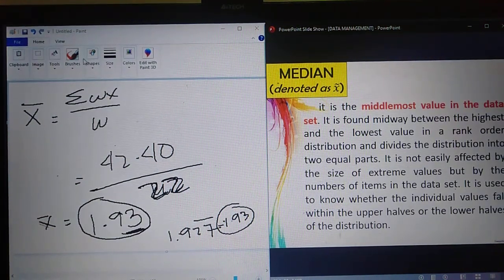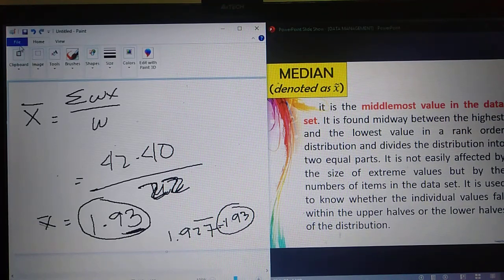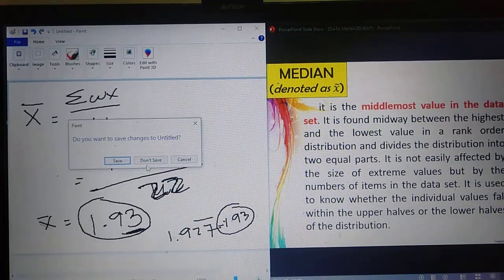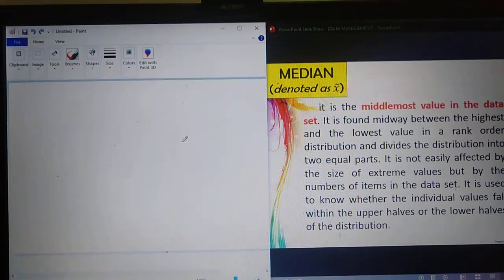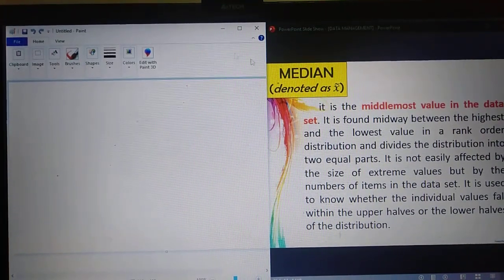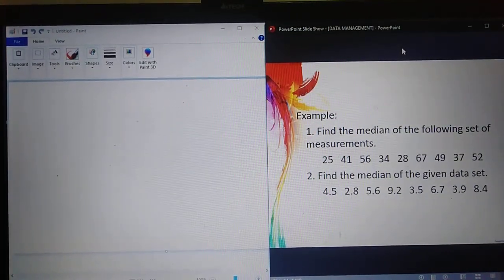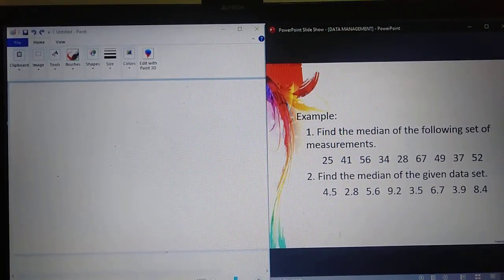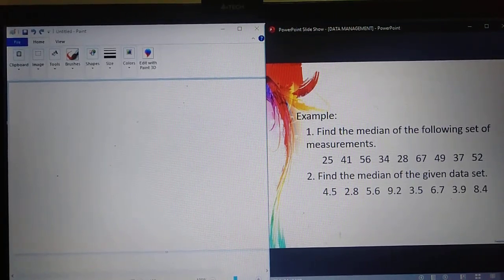When we say median, it is the middlemost. Yun lang yon. Middlemost number, that is the median. So paano mag-solve ng median? Hindi basta-basta ilagay mo yung sagot. Sa example number 1, since ang median lang naman pala is middlemost, hindi porket ganyan na, kukunin mo yung middle number. Okay? Hindi po siya pwedeng ganon.